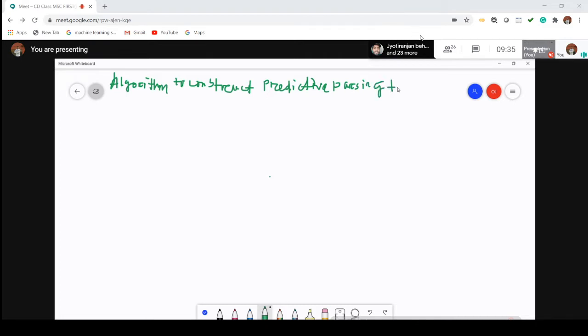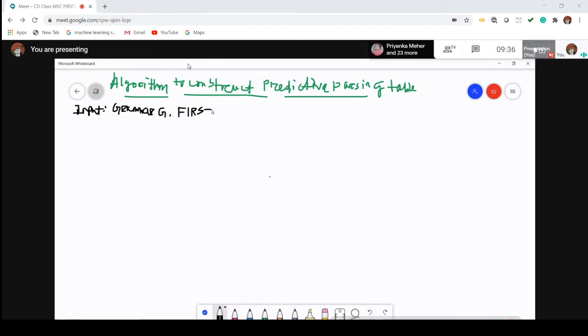Okay, so if it is an algorithm, definitely there is some input and there will be some output. If it is to construct the predictive parsing table, definitely the output should be the parsing table. What should be the input to this algorithm? The input should be the grammar, a context free type of grammar. We can say that the input is the grammar, let my grammar be G, and the first and follow sets.